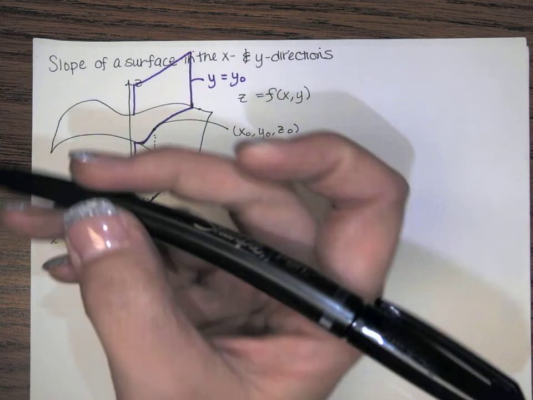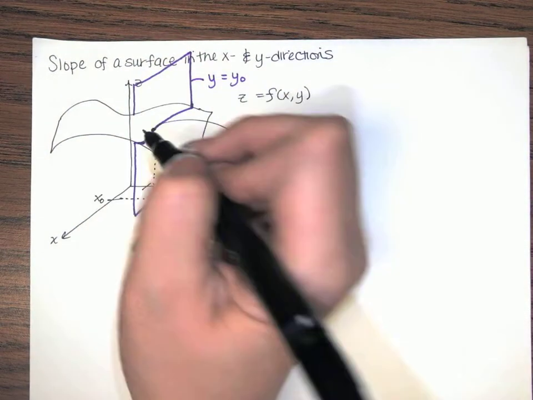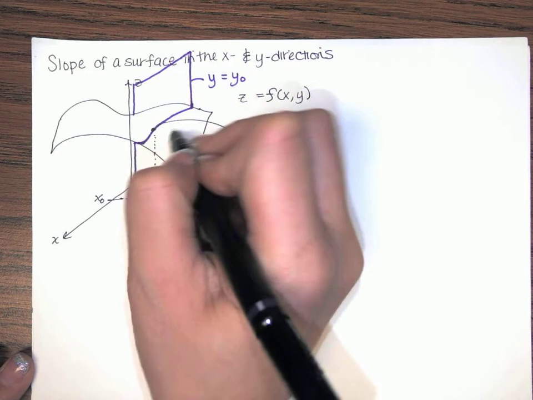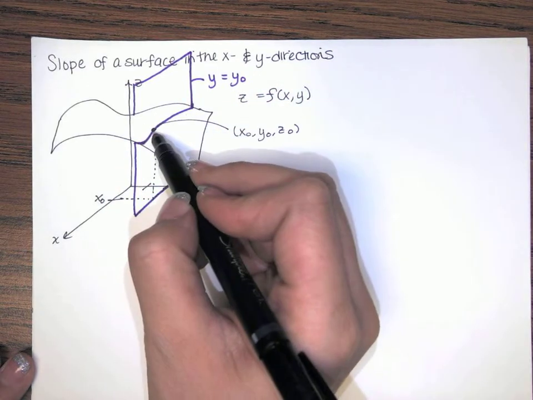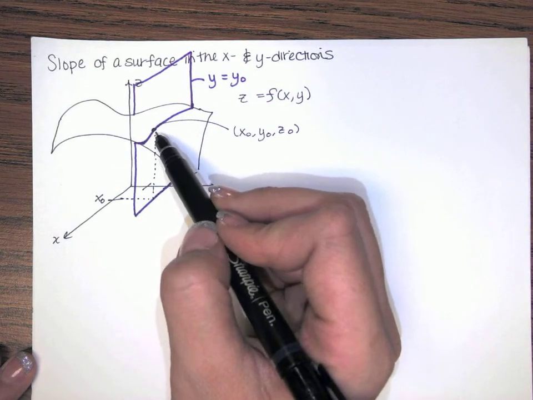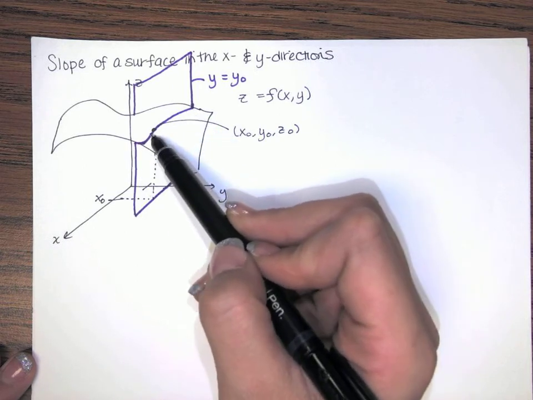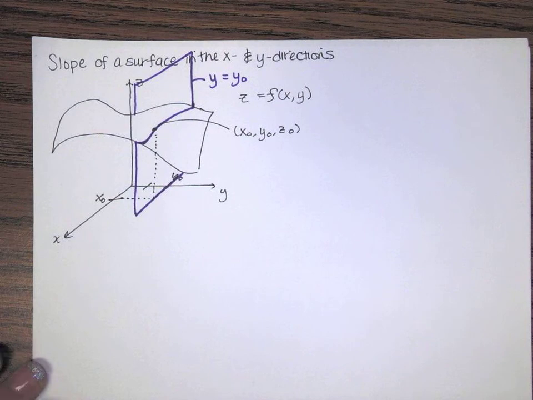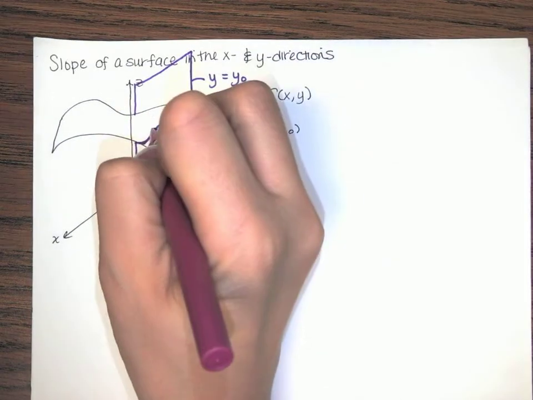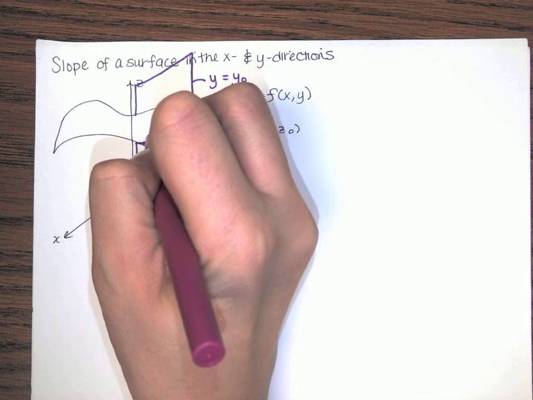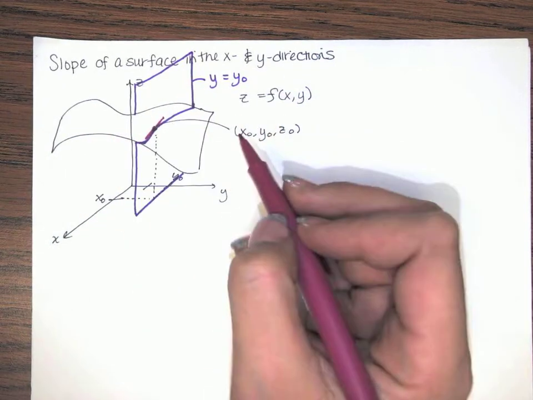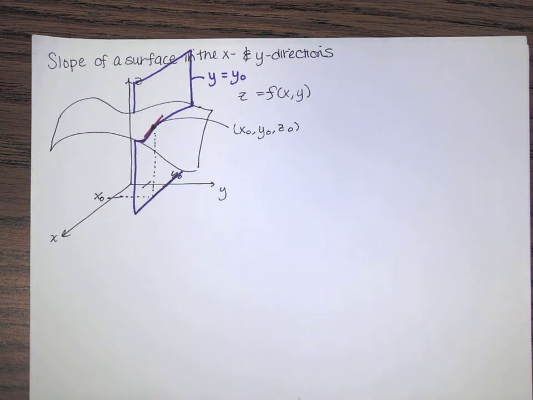Then I find the slope of the surface, or the change in the z values, as x increases. So it's just like a regular Calc 1 derivative, but it's just a Calc 1 derivative on this curve, and I'm going in the positive x direction. I feel like I need another color, so let's get another marker out. So I'm looking for the slope right here. What's that instantaneous change in z as we head in the x direction?